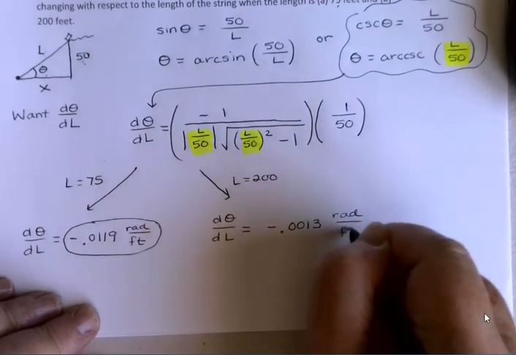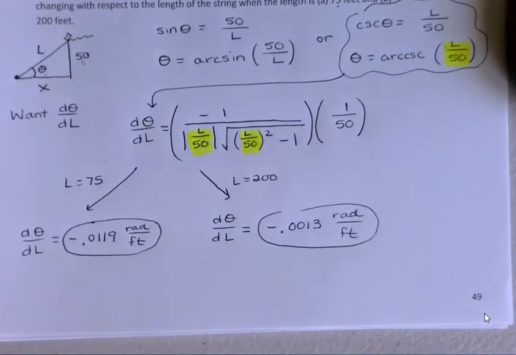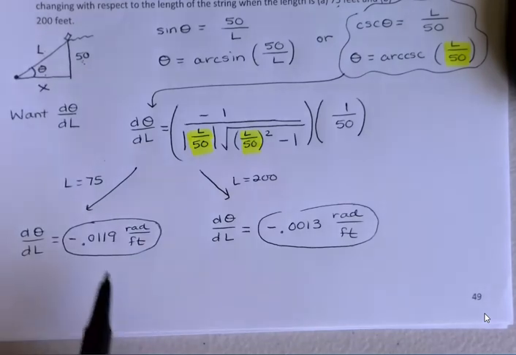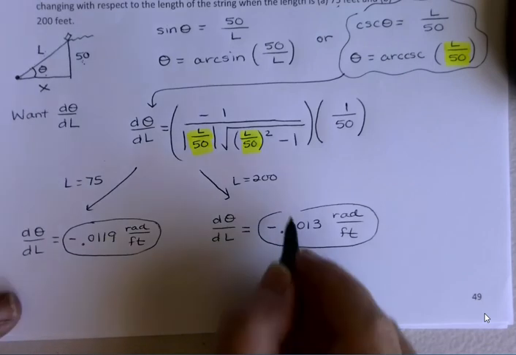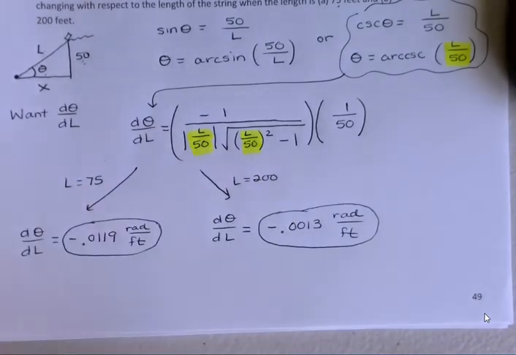Radians per foot. And it's the same idea as the rocket. The further away the kite gets, the longer the string gets, the more gradually that angle is going to change. At first it'll change faster. This is a slower rate of change when we've got a longer string out. All right, that brings us to the end of 2K.